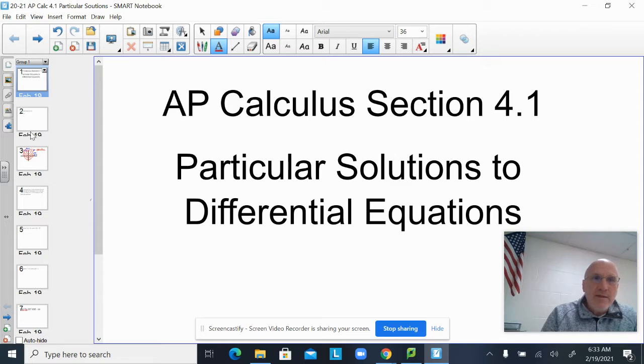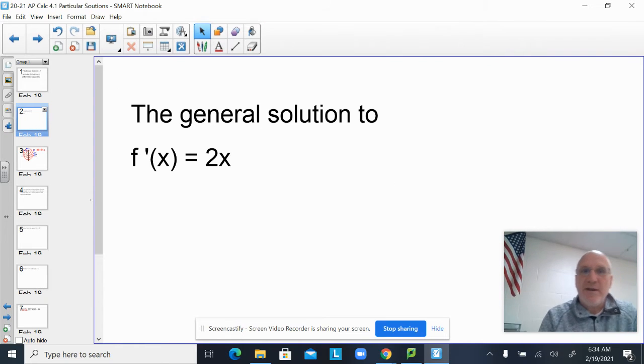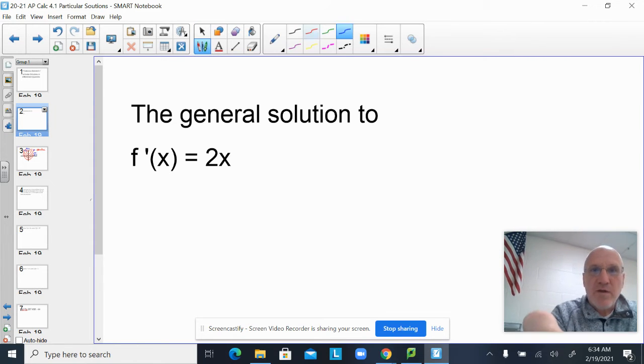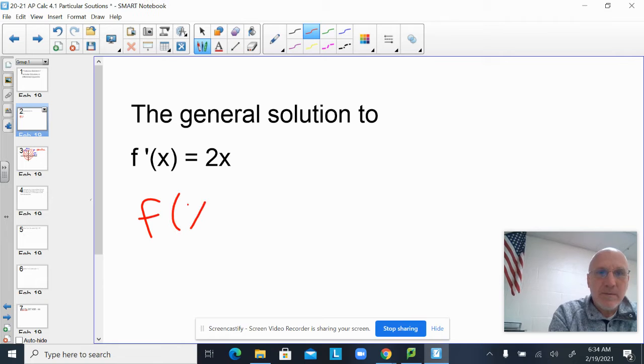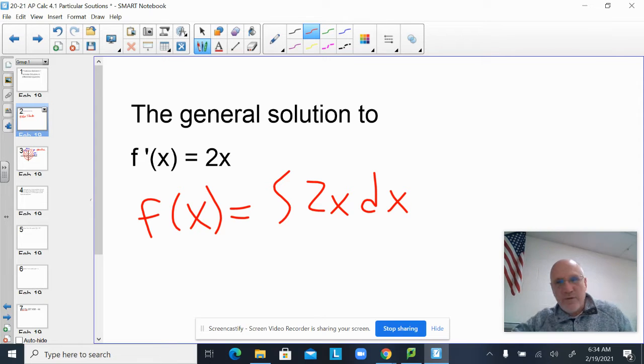So let's start where we left off, which was here. General solution. To find the general solution to a differential equation, we would just take the antiderivative. So if f prime of x is 2x, in order to find f of x, it would be the antiderivative of 2x dx. And remember, we're getting comfortable with that notation. That symbol, that's the integration symbol. The dx at the end is just what variable we're with respect to. Again, that'll make more sense as we go further on in the chapter.